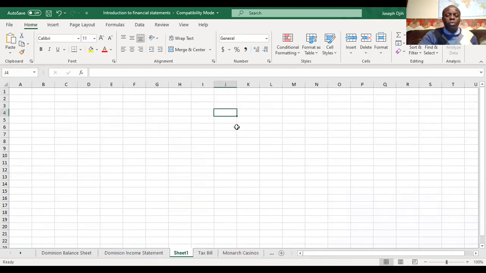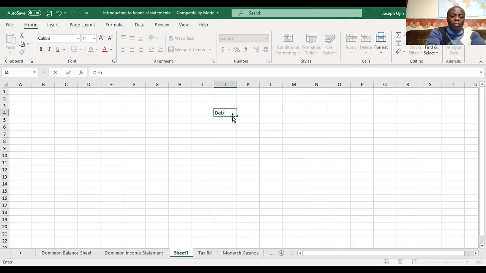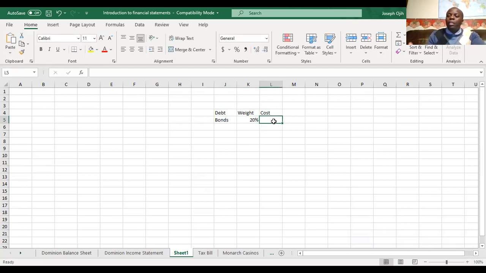Okay. Have this company. So let's say this is the type of debt that they have, the weight, what percentage of the company's debt this is, and the cost. So let's say we have bonds. That means 20% of their debt is from bonds, 20%. And the cost is the interest they pay the lenders for this. Let's say it's 2%.